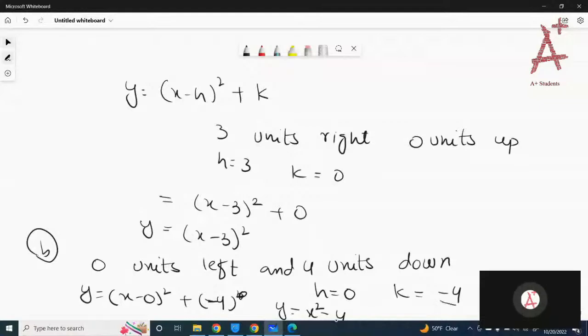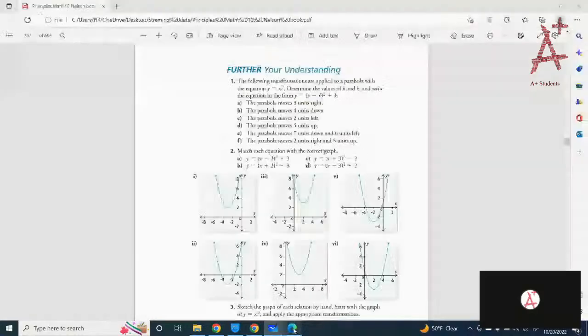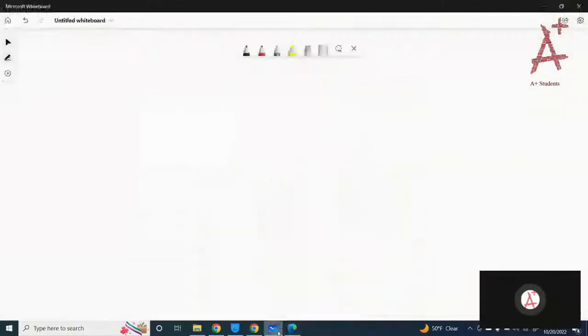Down means that is the value of k. For left and right, it is h, and for down, it is k. Got it? Okay, the next one is C: the parabola moves 2 units left. Again, it's a left, that means it is the value of h. Got it?